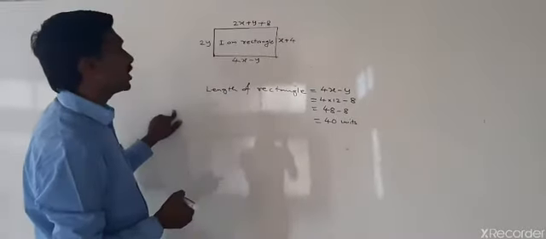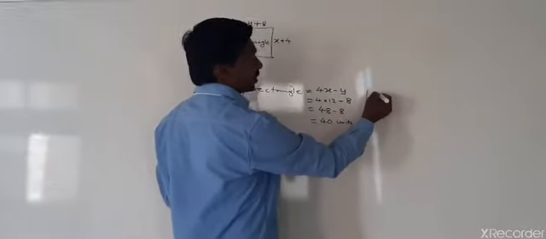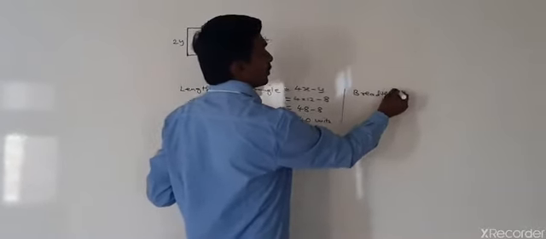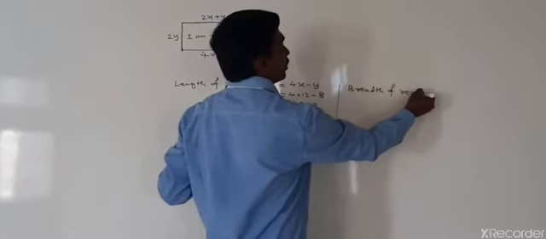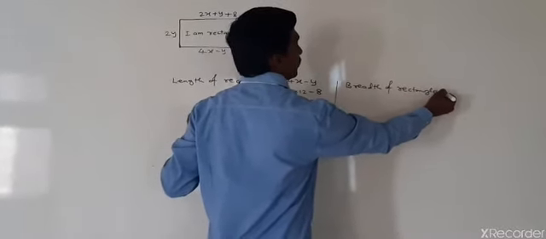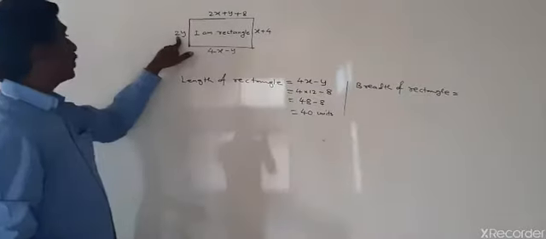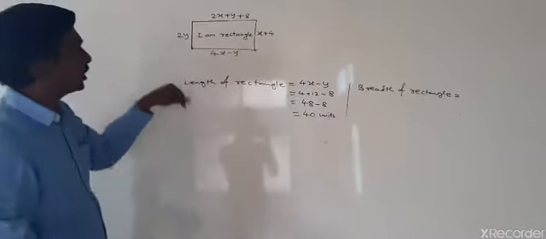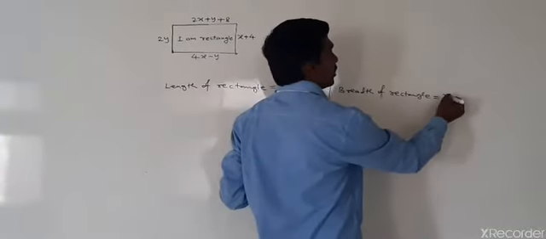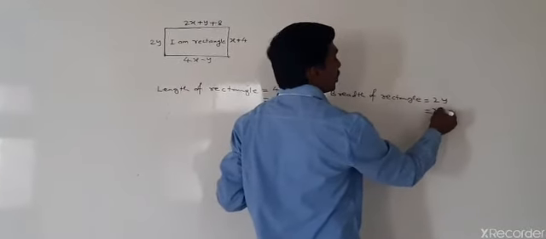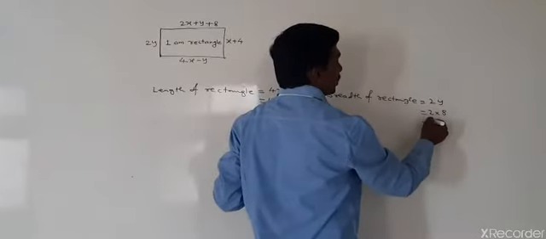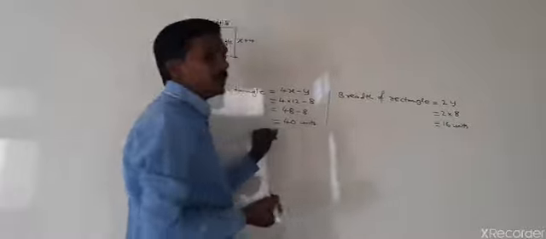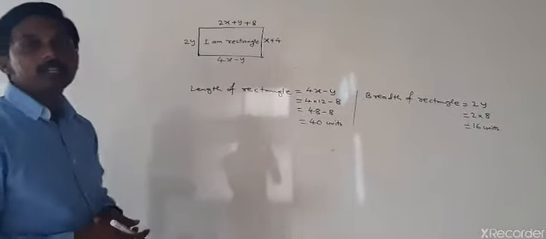Now we will get the breadth of the rectangle. As per the diagram, it is given as 2y or x plus 4. You can take any side there. We will take 2y. Breadth of rectangle is equal to 2y. So 2 multiplied by y, which is 8, is equal to 16 units. And now we can find the perimeter of the rectangle and the area of the rectangle.